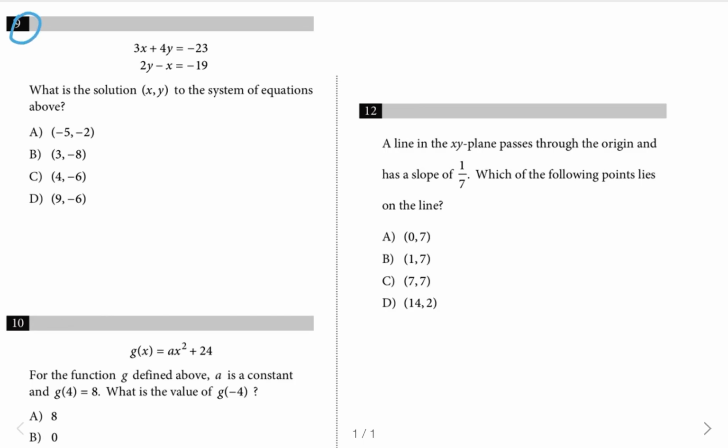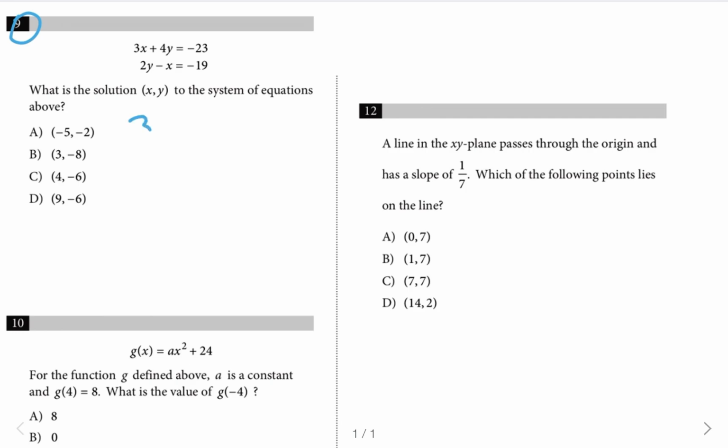It's asking, what is the solution x comma y to the system of equations above? Now, there are multiple ways to solve these. There's actually three ways: substitution, elimination, and graphing. And graphing, we need a calculator, which is why we can't do that. And substitution, we can do, but it takes a longer time. Elimination is way easier, which is what we'll be doing.